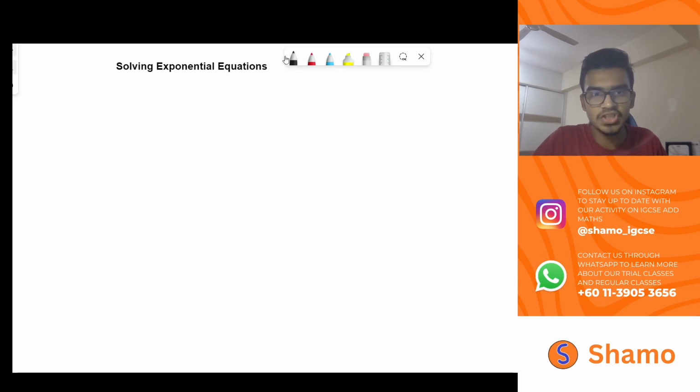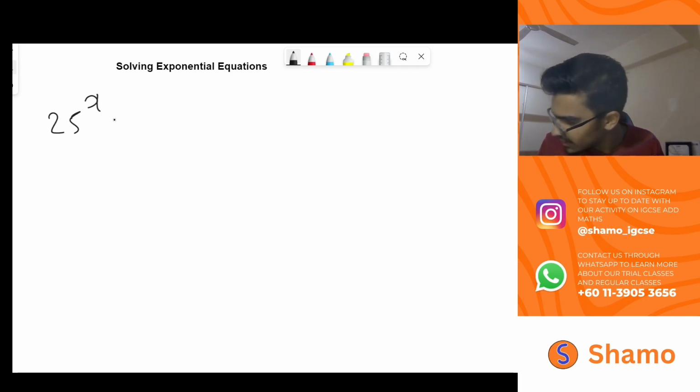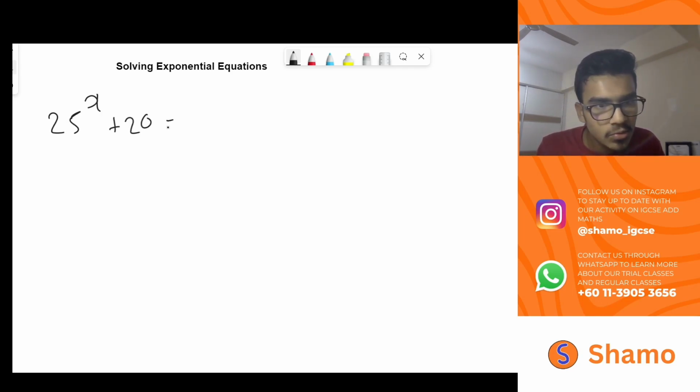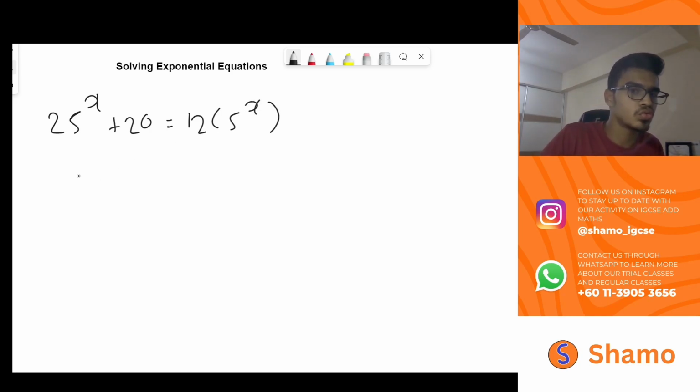Okay, solving exponential equations. Here I have a question for you, and I've chosen a hard question because this is revision, and a hard question explains many concepts together. So get your pen and paper out. I challenge you to solve this. Here it goes: 25 to the power x plus 20 is equal to 12 times 5 to the power x. Ooh, okay. Pause the video. I'll wait 2 seconds and then we can solve this.